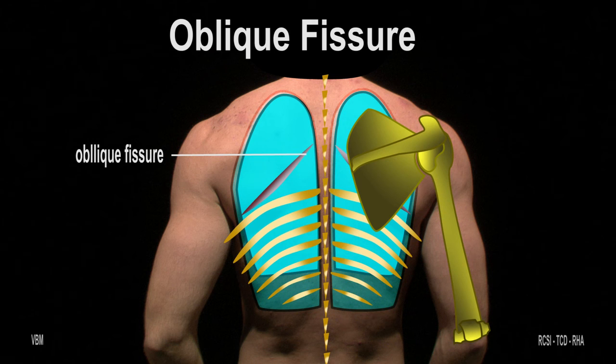With the arms behind the head, the medial border of the scapula lies parallel to the position of the oblique fissure. This is used as a guide to determine the surface projection of the upper and lower lobes of the lungs.